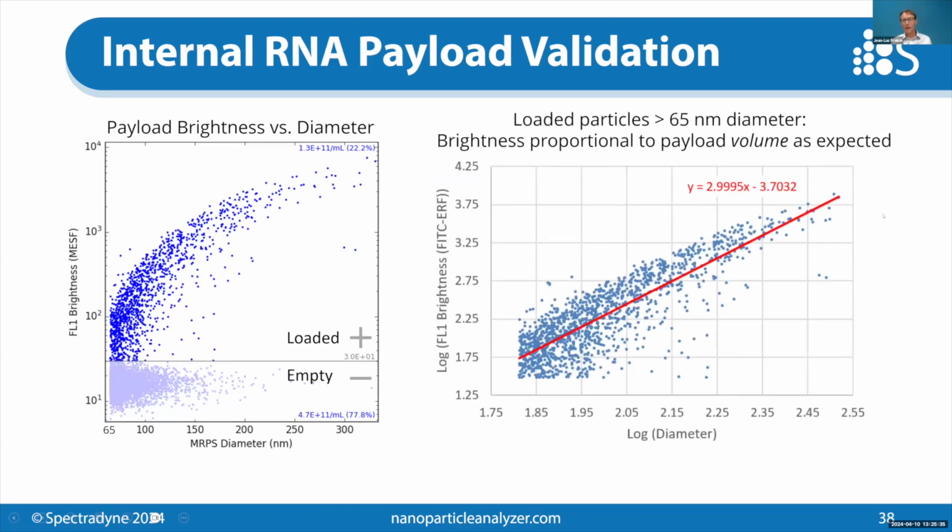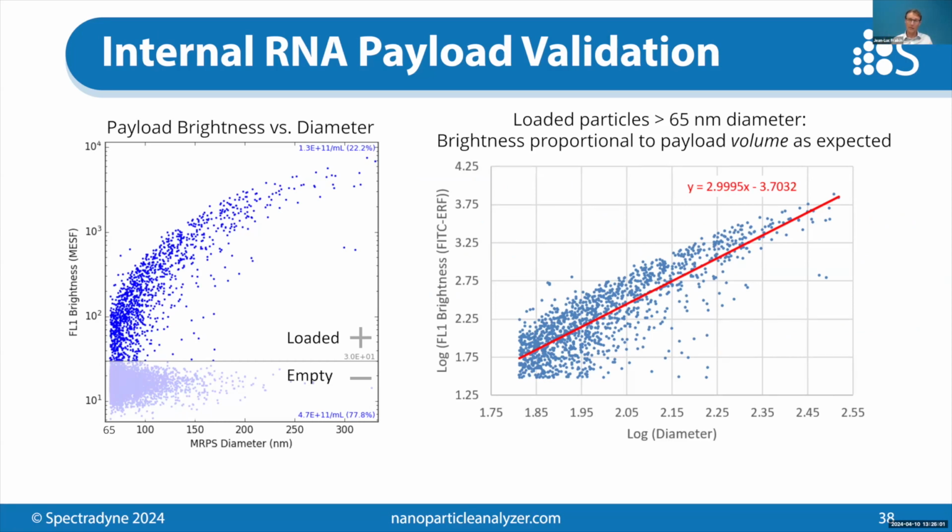So if we look at that on a log-log plot like this, we can see that the brightness depends on the third power of the diameter. Okay, and so without going into the math, the brightness is proportional to the volume of the particle, not its surface area. So what we're showing here is that we're staining the internal payload, the internal volume of the particles.